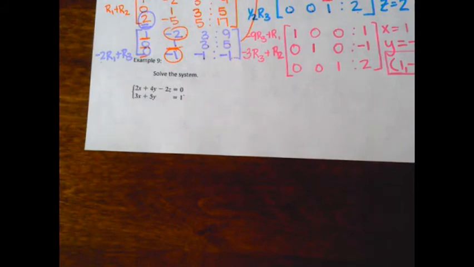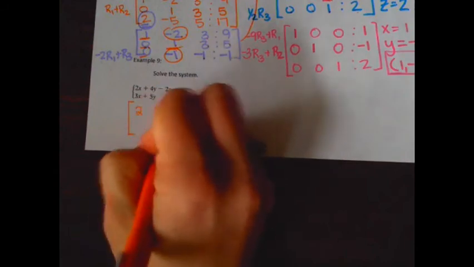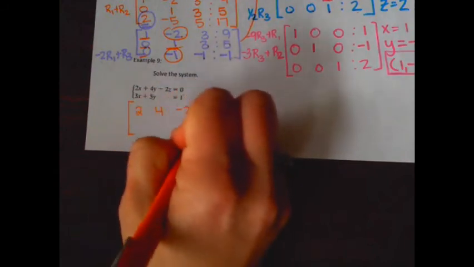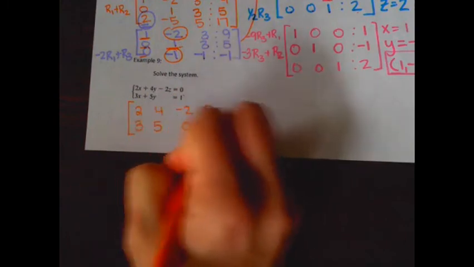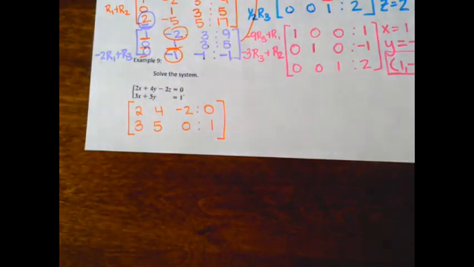Okay, that makes it a little more challenging in this sense, right? We have 3 unknowns, only 2 equations. Okay, so if we look at this, we're going to go with the same idea. So we have 2, 4, negative 2, 0, 3, 5, 0, and 1. As we look at this, we can't get ones in every single diagonal, can we?